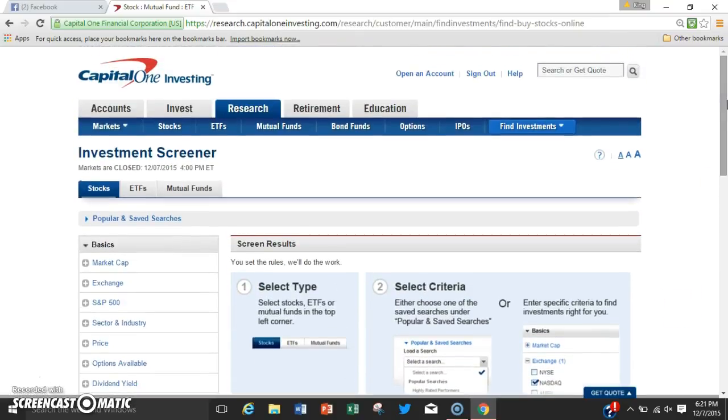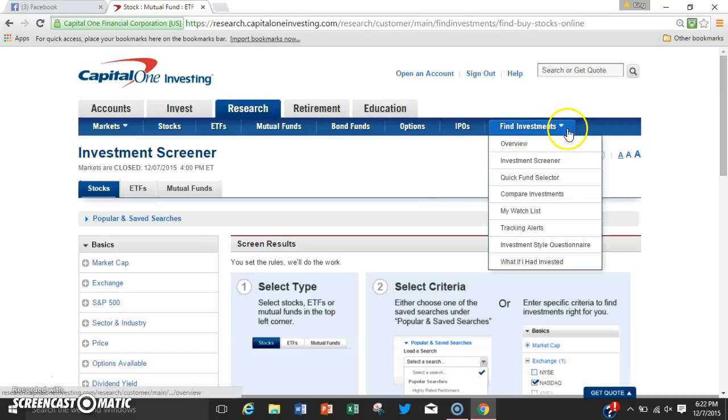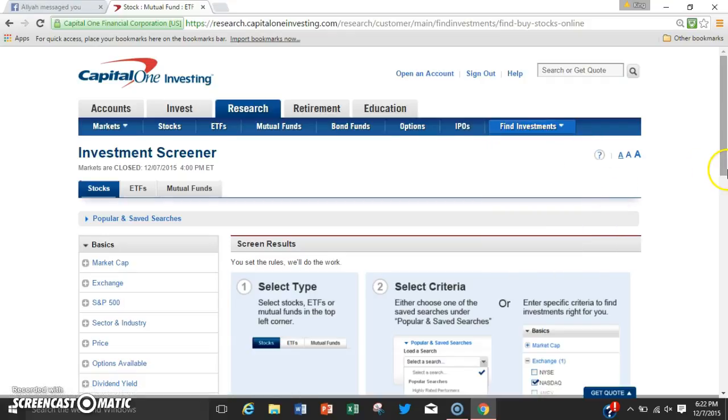Now, as I said before, I use Capital One Investing for the reason they don't have a minimum balance, meaning I can open one for free. I don't have to put money in it right away, and it's pretty good. Very good, useful tools in here. And whichever online broker you use to get to the investment screener, just go to research and you'll usually see something called Find Investments and go to investment screener.